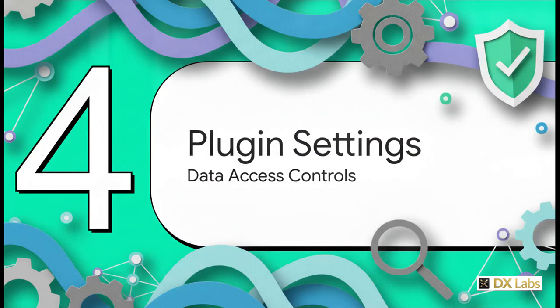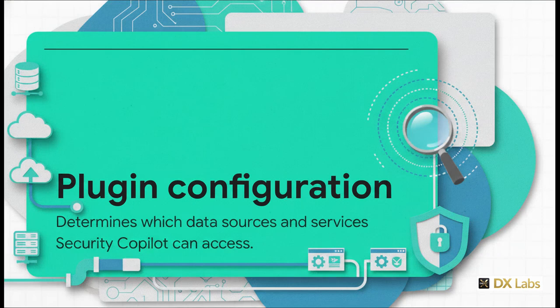Section 4. Workspace Plugin Settings. A workspace is really only as good as the data it can actually analyze. Going back to our BPO analogy for a second, if a workspace is the isolated floor, plugins are the specific software applications the agents are actually allowed to open on their computers. Plugin configuration determines exactly which data sources and services Security Copilot is permitted to access within that specific workspace. This is a massively vital security control. We only want our AI accessing the data it absolutely needs for its specific mission.